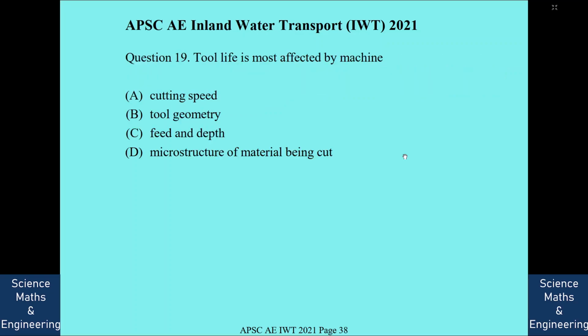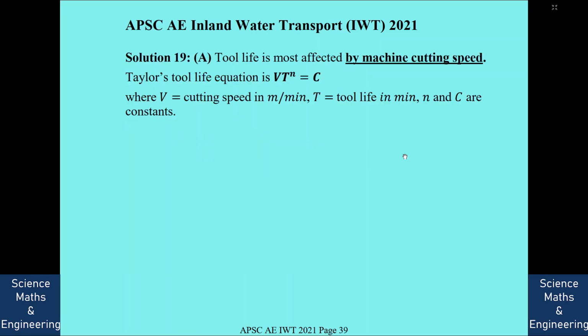Next, tool life is most affected by: A, cutting speed, B, tool geometry, C, feed and depth, or D, microstructure of material being cut. So the answer is that tool life is most affected by cutting speed, and for this we have the Taylor tool life equation, which gives that V times T to the power n is equal to C, where V is the cutting speed, T is the tool life, and C is the constant. Okay. So, next question.